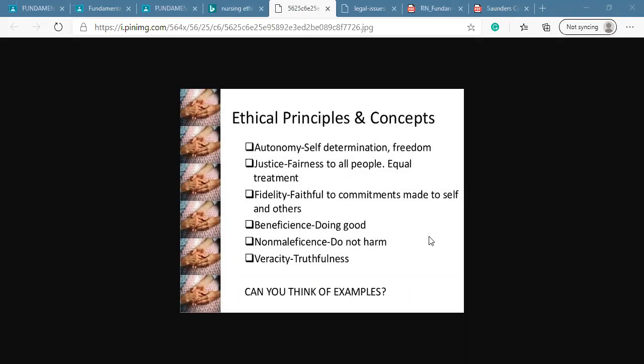And the second one is called beneficence. Beneficence means doing something good for the patient, right? So beneficence means to do good, or what is best for the patient. Benefit for the patient. I want to give you some examples.